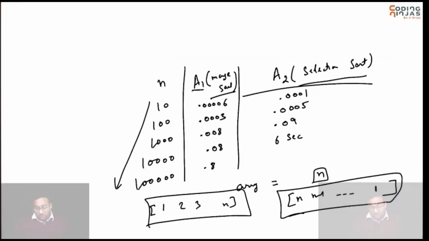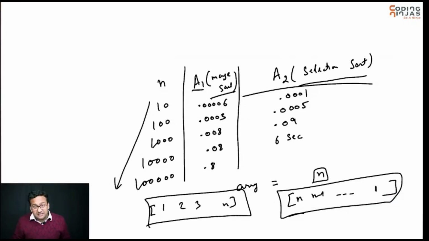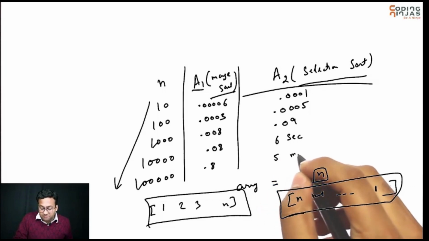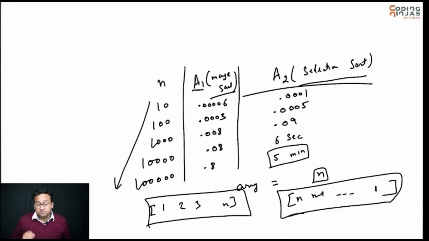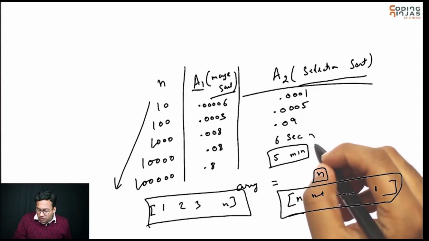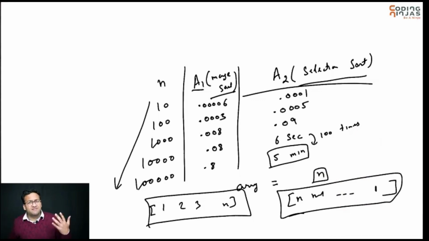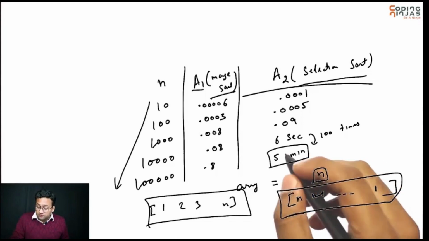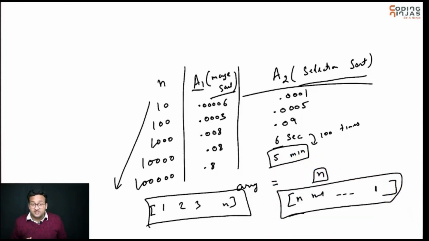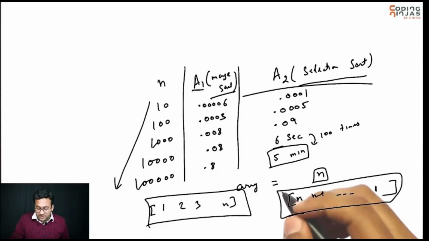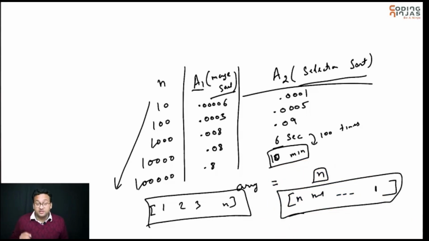So my estimate is it's going to take somewhere around 5 minutes. And that's because I kind of know that it will almost increase 100 times. It might increase 70 times, 80 times, 120 times, but somewhere around 100 times. So from 6 seconds, if it goes to 600 seconds, that would mean 10 minutes, not 5 minutes, right? So it will take a lot of time.